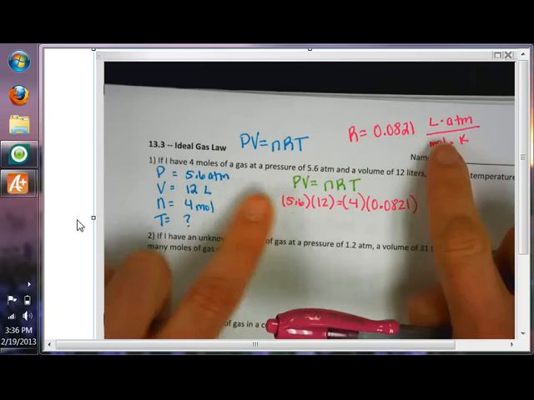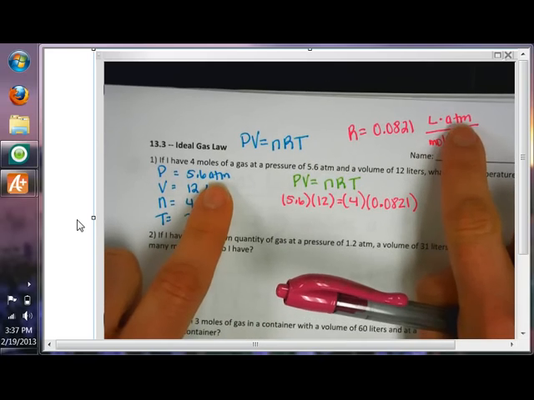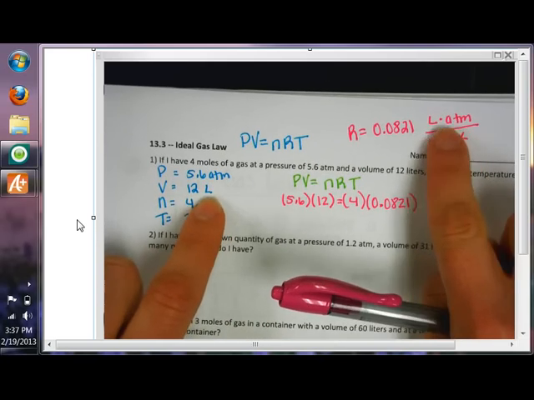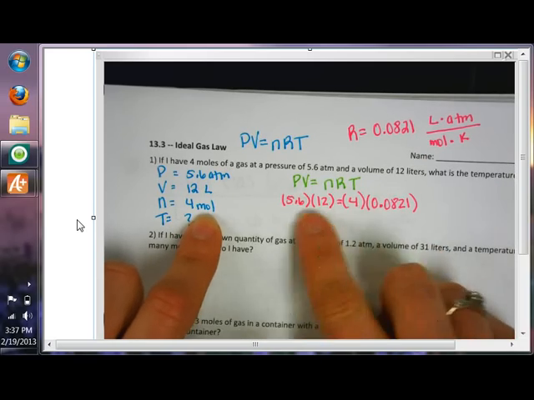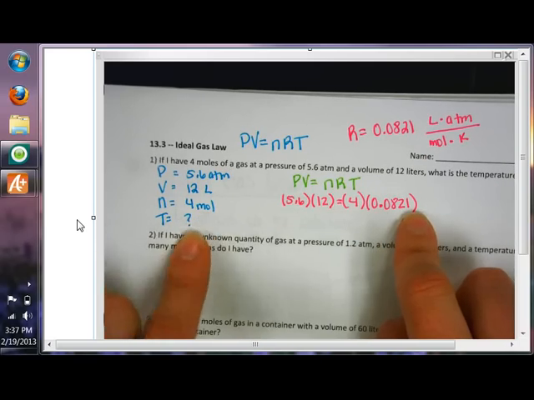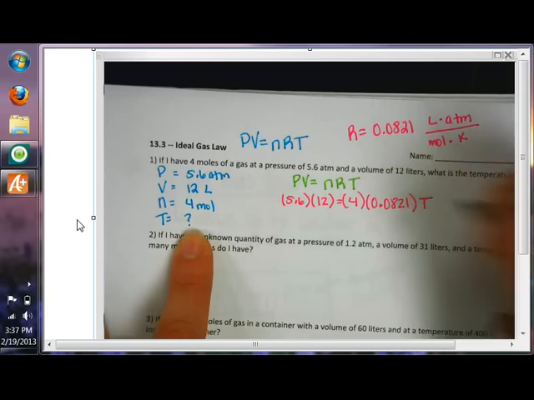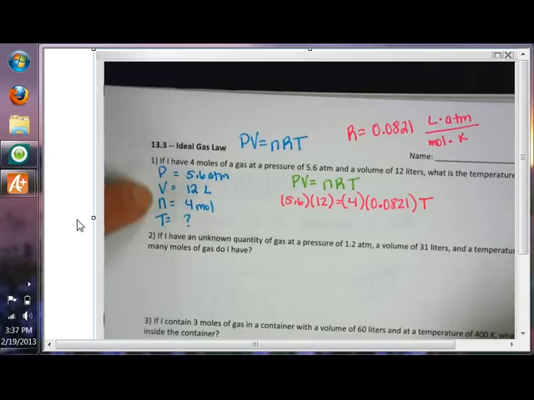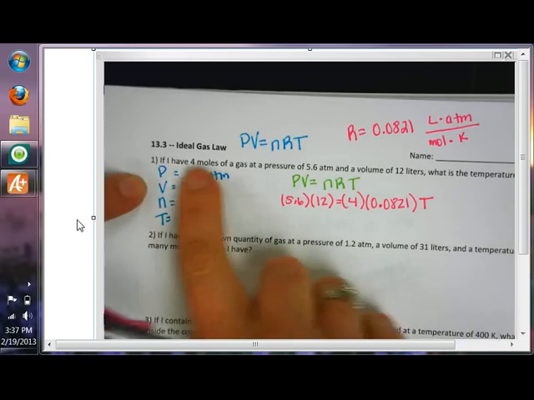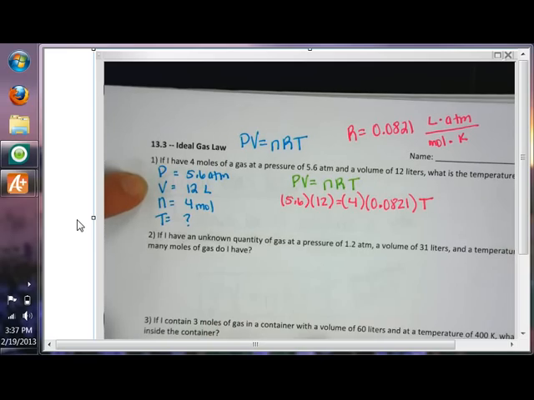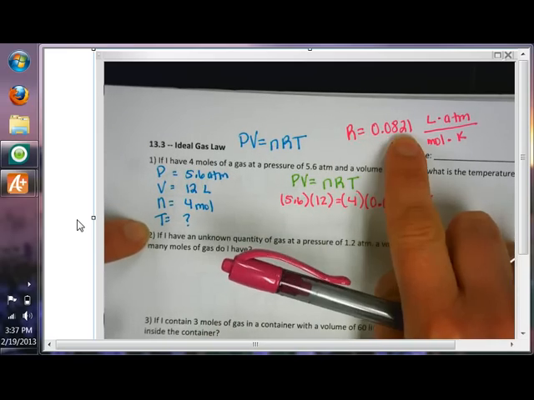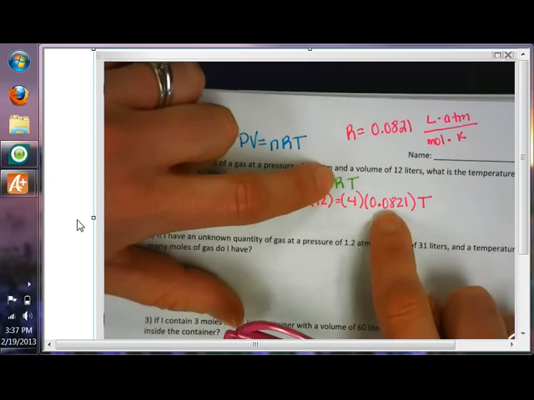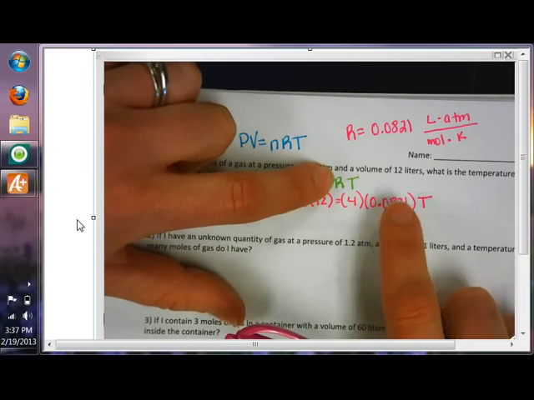So what I should have done first is double check my units. Atmospheres, atmospheres, liters, liters, moles, moles. So I was able to plug everything in right away. And then they wanted temperature, so that's T. Remember, they don't give me R in the problem. They didn't give me R because I always know R is that number. So I always plug in 0.0821 for R.